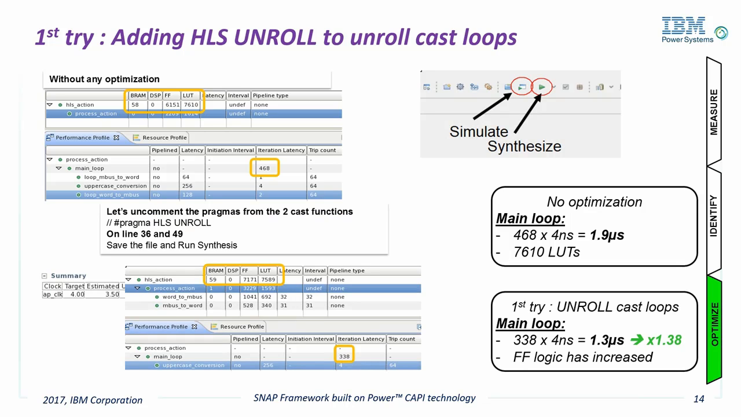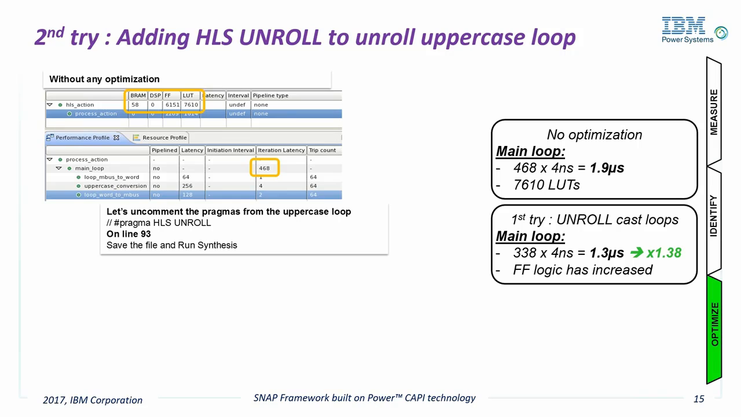Let's uncomment the pragma unroll from the two cast functions on lines 36 and 49. Save the file, run simulate to see that the code is still okay, and run synthesis. Now look at the three main numbers. Clock frequency is okay, the amount of FF logic has increased significantly, and latency of the main loop has decreased a bit. From 468 cycles, we are now at 338, so 1.3 microseconds. Let's go ahead and try to do better.